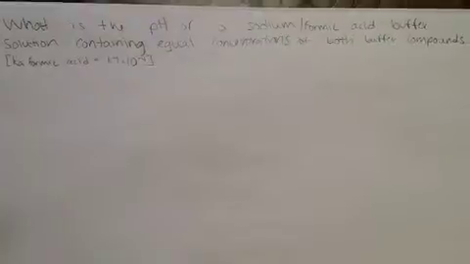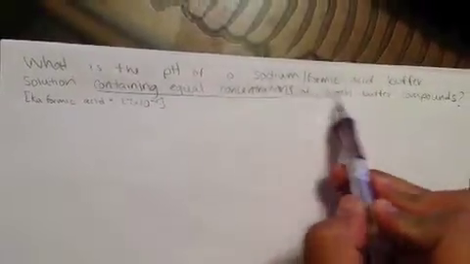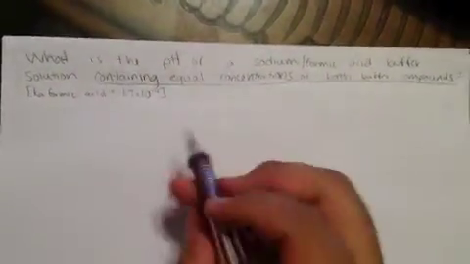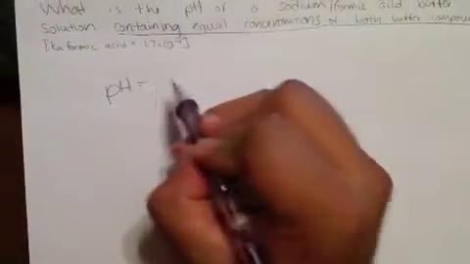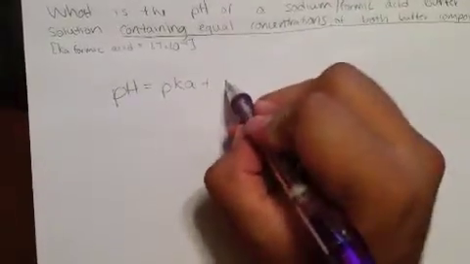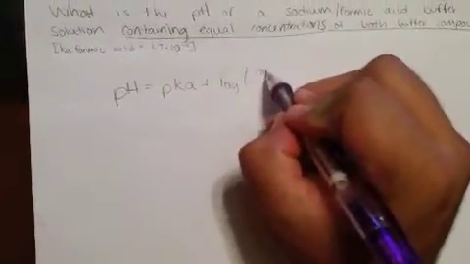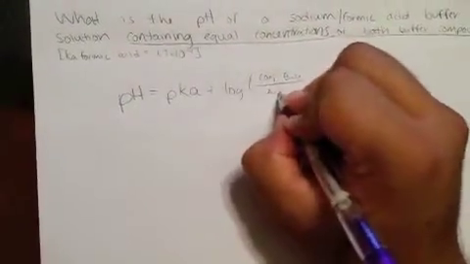So the question here is, what is the pH of a sodium formic acid buffer solution containing equal concentrations of both buffer compounds? The important thing here is that it's equal concentrations of both buffer compounds. So you know that the formula for pH, which is what they're asking for, is pKa plus the log of your conjugate base over your acid.